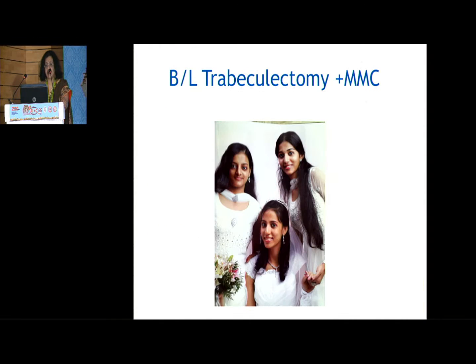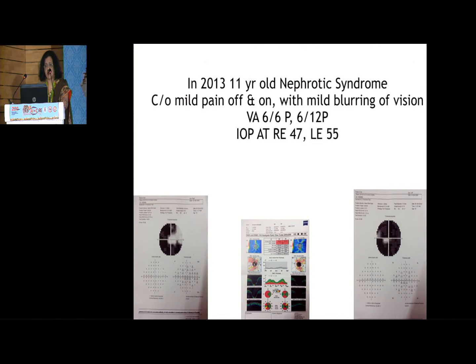And this patient we undertook for a trabeculectomy with mitomycin C in both the eyes. And this patient has been following up with us, but has shifted out of the country, and comes at least for an annual checkup. Now, this is another child who came to us in 2013 with nephrotic syndrome, and all of you already know the answer, what would be happening. The child had practically hardly any symptoms, pain off and on, mild blurring with only 6/12 vision, but the IOPs were sadly 47 and 55.